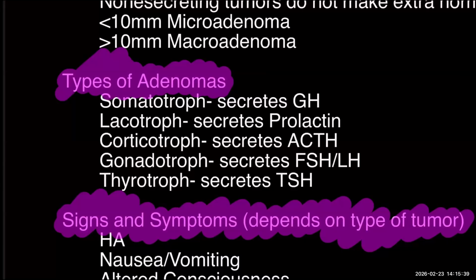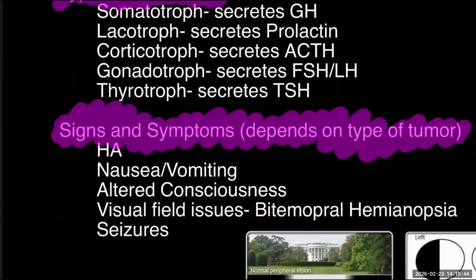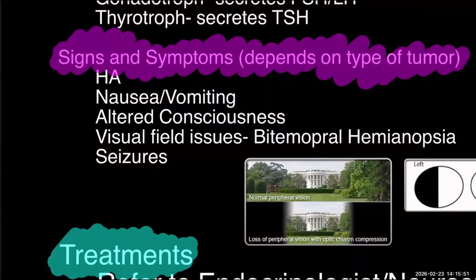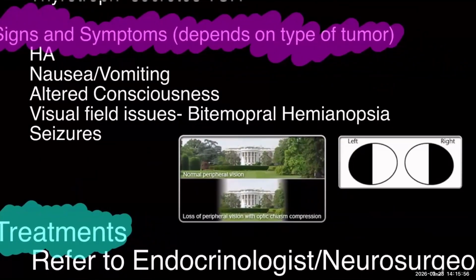So when we talk about cancer, you want to know what type of tissue is being affected by that. The signs and symptoms depend on the type of tumor, but for the most part, headache, nausea, vomiting are the big ones. Some altered consciousness. They're going to have this type of field of vision loss called bitemporal hemianopsia, where they get tunnel vision. The peripheral vision is gone due to the crossover in the optic chiasm. The pituitary gland swells, compresses that optic nerve, and we get that type of vision.